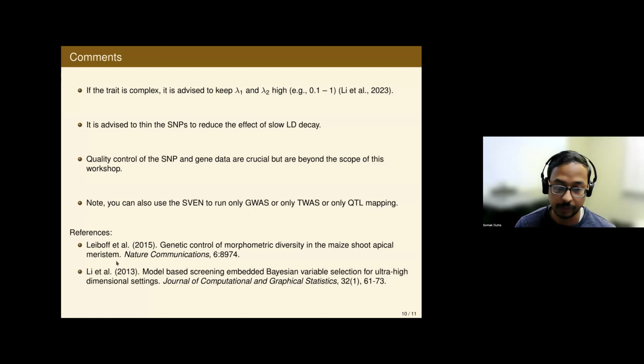And these are the two papers. The methodology is published in this paper by Lee et al. And the SAM panel comes from the paper by Leiboff et al.